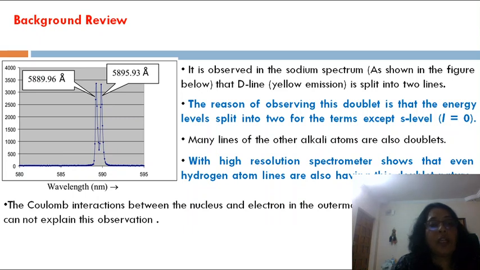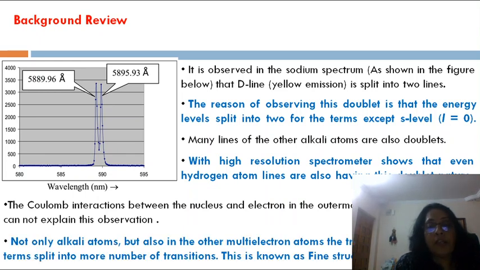So other than the Coulomb interaction between the nucleus and electron, there is another reason responsible for the splitting of spectra, and that main cause is the spin orbital interaction. That spin orbital interaction leads to the fine structure of spectra. In multi-electron systems, not only in a single electron or alkali system, we can also observe such spectra, and this is known as fine structure.